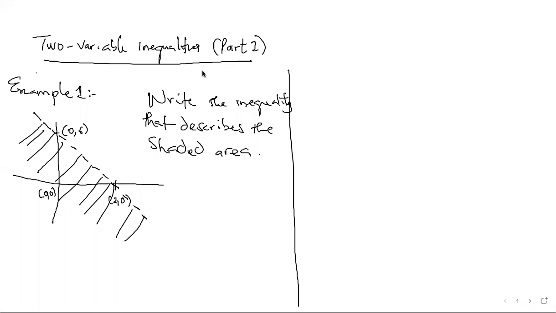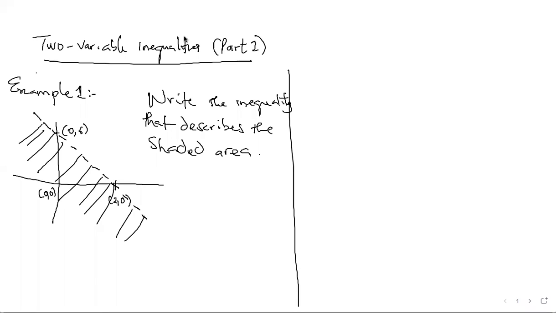Hello, this is the second part of part 3 of the video series on solving inequalities. Here, we'll look at some more examples on two variable inequalities. In example 1, we have to write the inequality that describes the shaded area.